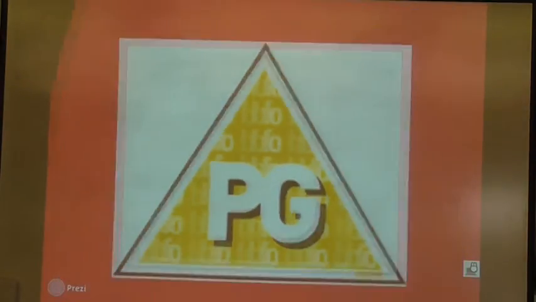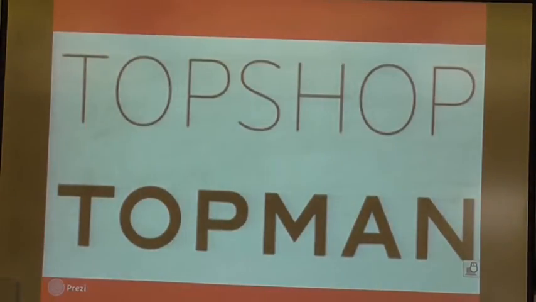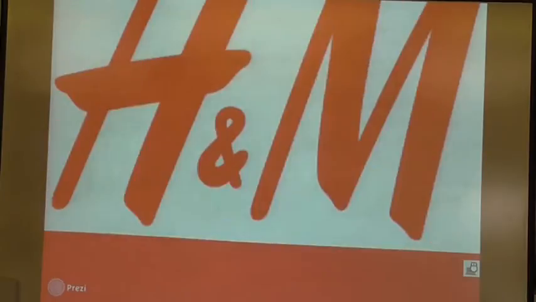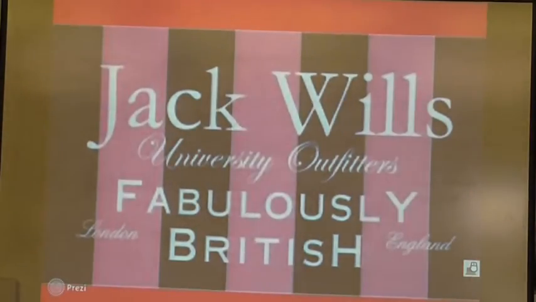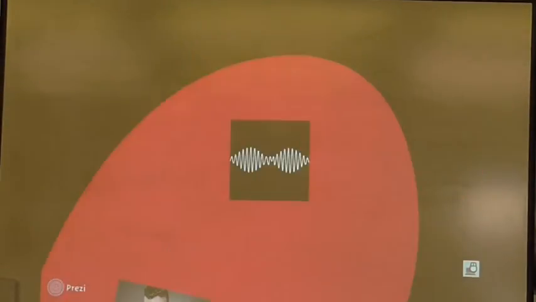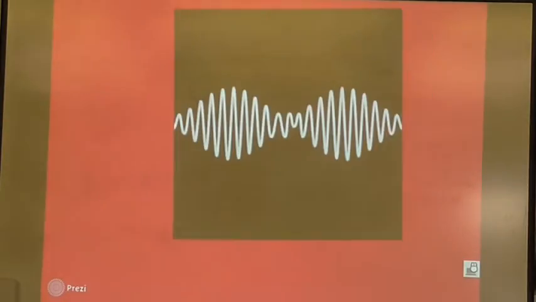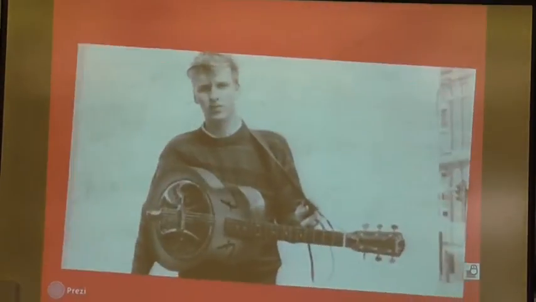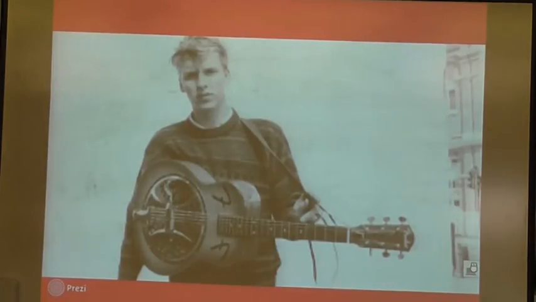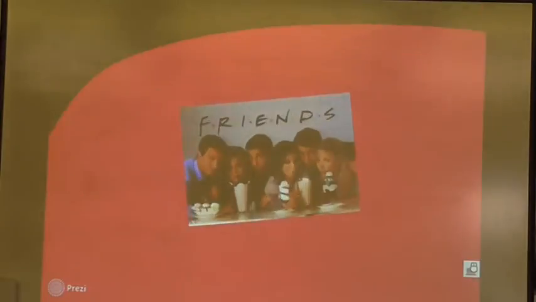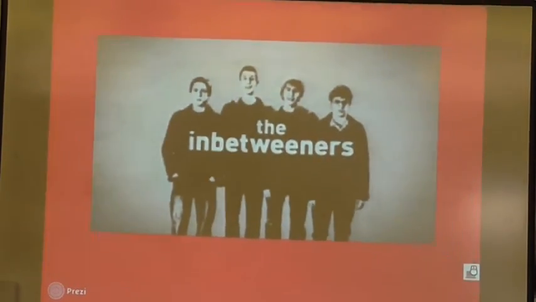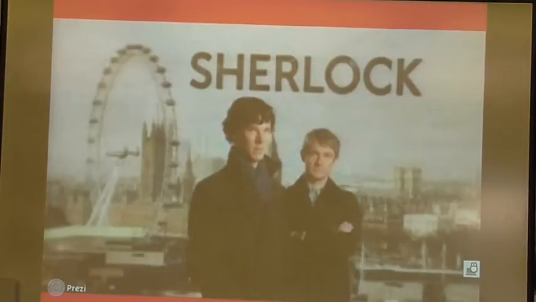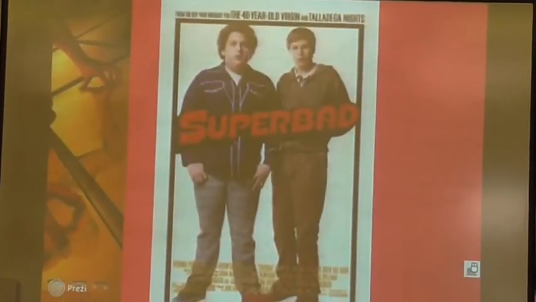My target audience would shop in shops like Topshop and Topman, New Look, H&M and Jack Wills, as these shops sell typical and fashionable teenage clothes. The music they would listen to would be generic chart music like the Arctic Monkeys, Sam Smith and George Ezra. The sort of TV programmes they would watch would be Friends, The In-Betweeners and Sherlock. The films that my target audience would watch would be along the same genre as my film Hero. There will be Kick-Ass, Spider-Man and Superbad.